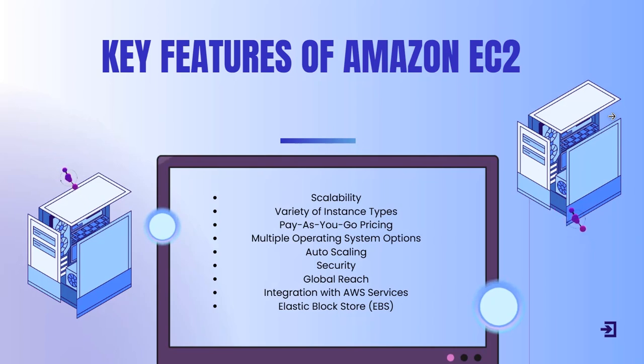The final one is Elastic Block Store. This is a storage feature that ensures your data stays safe even if your instance is stopped or terminated. All these are key features of Amazon EC2. There are other features of Amazon EC2, and these are just some that I picked randomly. So this is enough for the key features part.